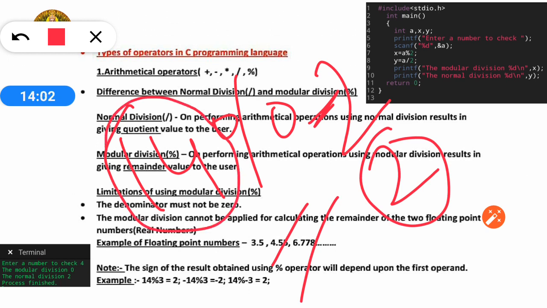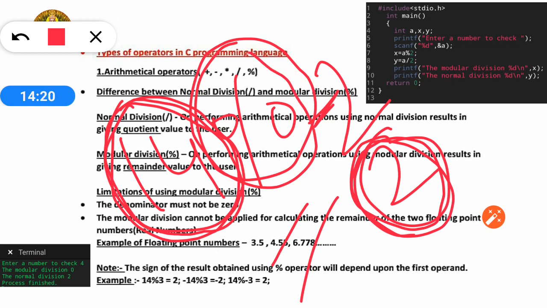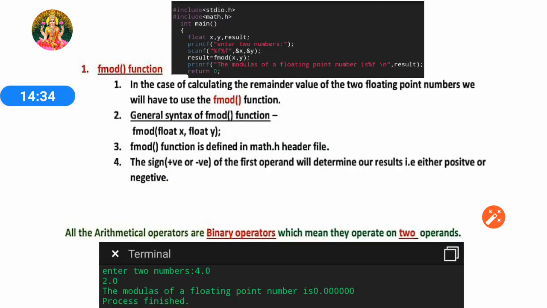It should be made clear in your mind that the value which we are getting will depend upon the sign of the first operand. Okay, and the modulus operator is a binary operator. The two operands are written on both sides of it. Clear? Now let's move to our next slide to understand what an fmod function is.